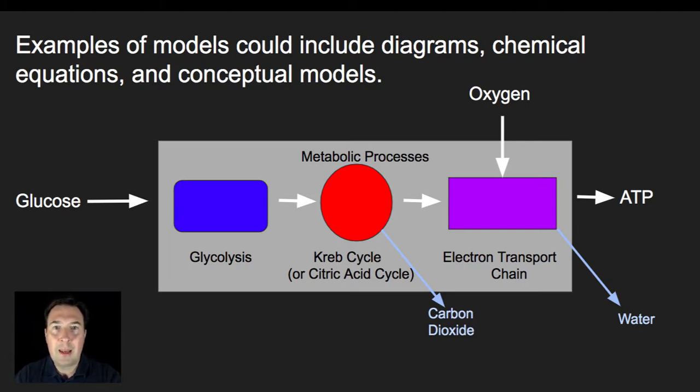And we see the inputs and outputs of them. But note, the things that go into that box and come out of the box are still the same. This is still a model of putting glucose and oxygen in, getting carbon dioxide and water out, and producing ATP as a result. So even though I've added a lot more fancy stuff to this diagram, what goes in and what comes out haven't really changed.